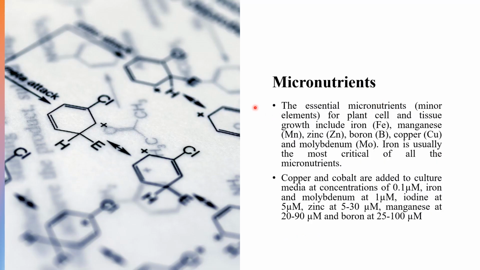Now, micronutrients. Essential micronutrients are important for plant growth and tissue growth. These include iron, manganese, zinc, boron, copper, and molybdenum. Iron is usually the most critical of all the micronutrients because iron helps in photosynthesis and plant growth as well.